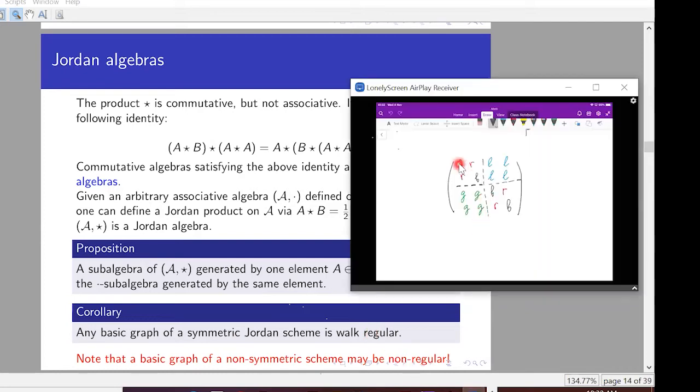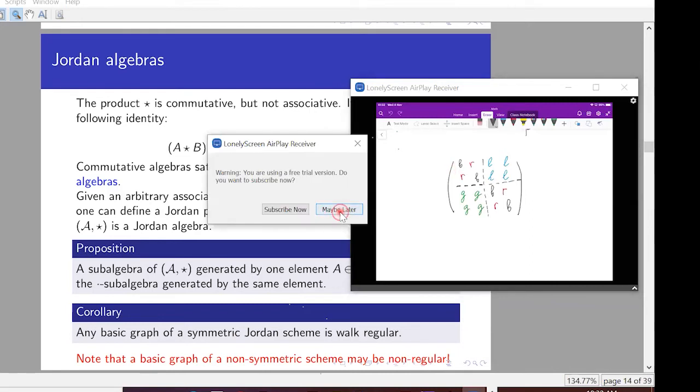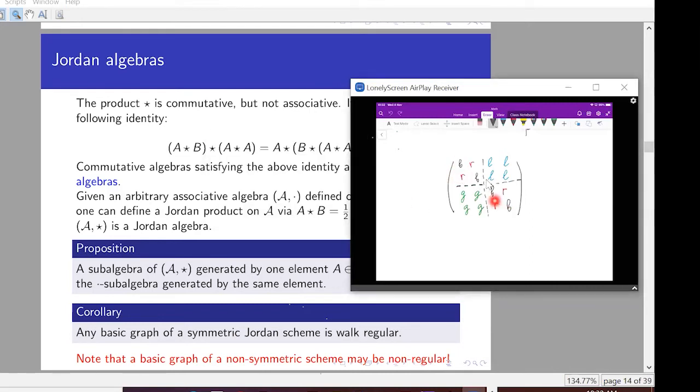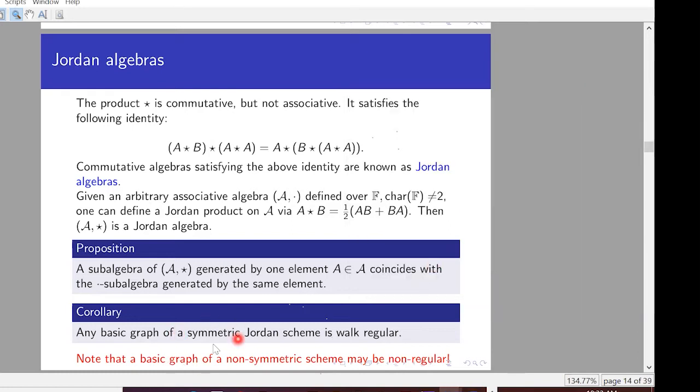If I have 4 colors, so one on the diagonal, here I have red color, one color here and one color here. After all, I have 4 colors, and this is a Jordan scheme, but these colors are not regular. So if I want the basic graph of a Jordan scheme to be regular, I have to require symmetry.